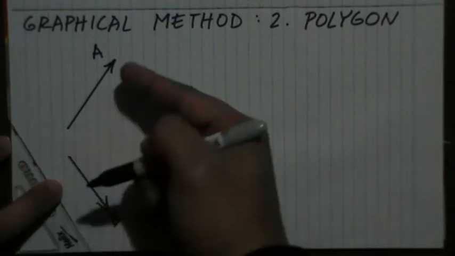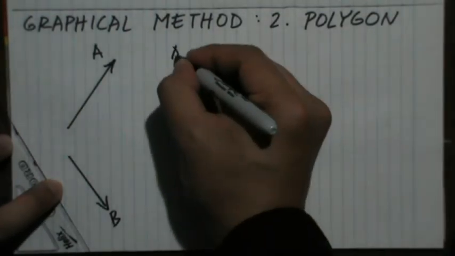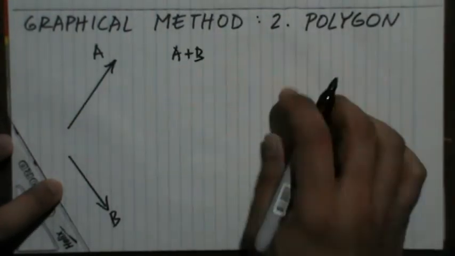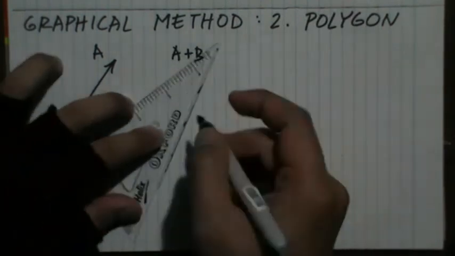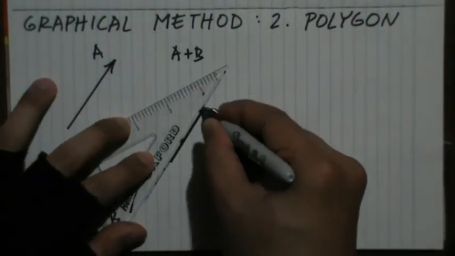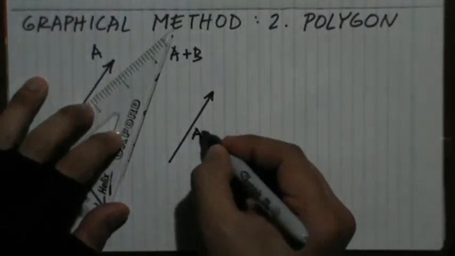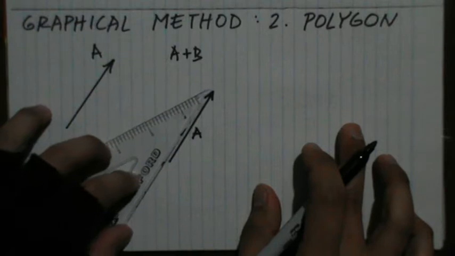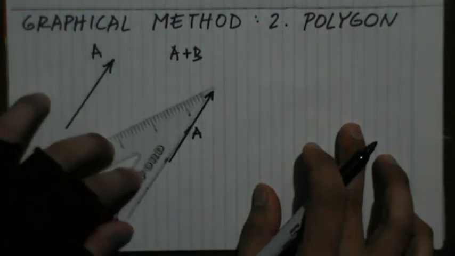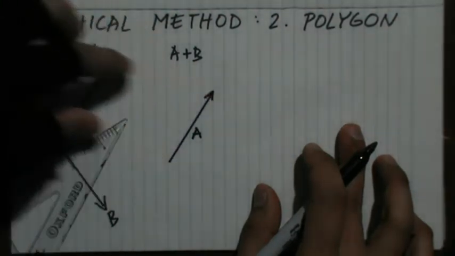So we have vector A and vector B like this. Now we want to add them. So we start with the first vector. Let's draw vector A, and make sure that this vector is parallel with the original one, but the magnitude is the same.